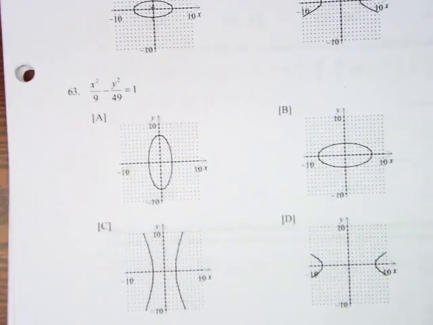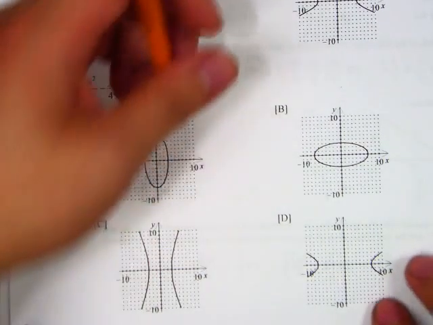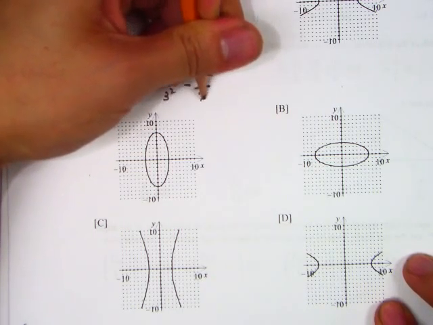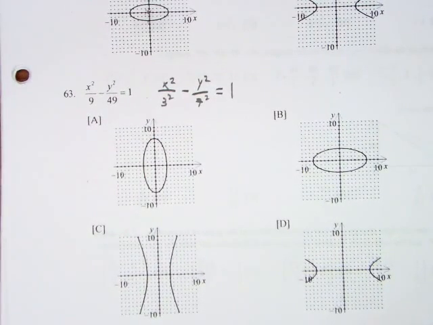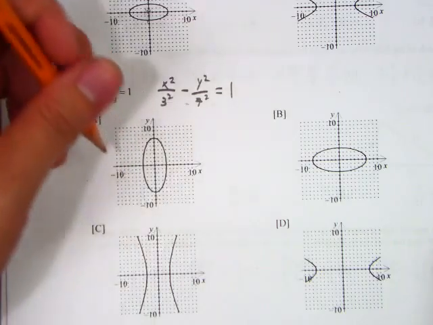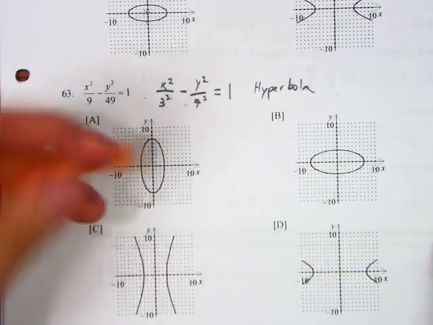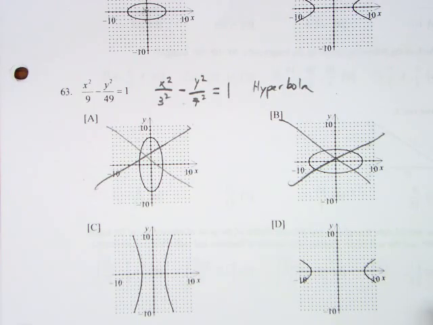Number 63 now. Number 63, it's already simplified for you a little bit. Let's go ahead and write it as squares. So x squared over 3 squared minus y squared over 7 squared equals 1. What kind of conic section is that? You've got to know that right away. Boom, there's a negative sign. That's a very easy way to notice, again, that it is a hyperbola. So we know the answer is not A, and it is not B here. It's got to be C or D.